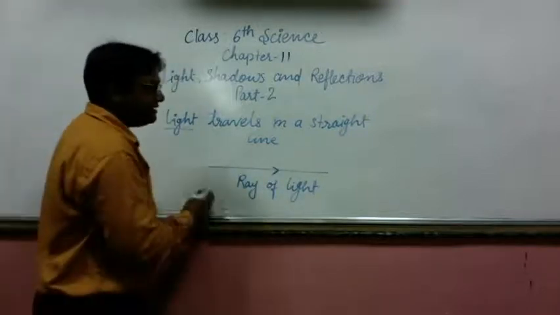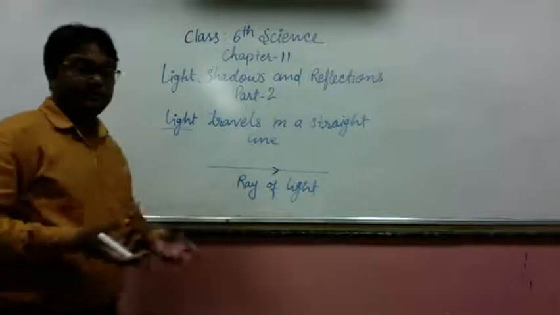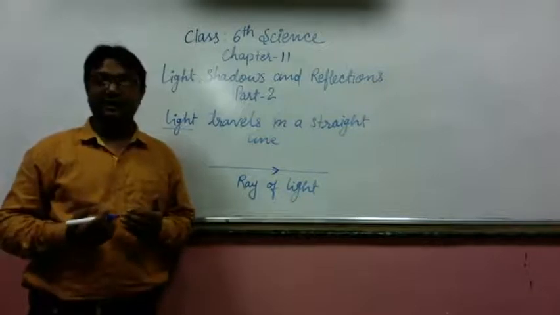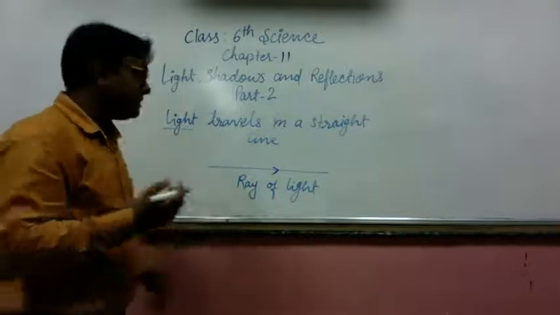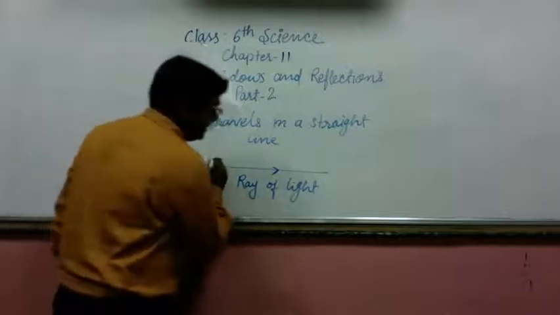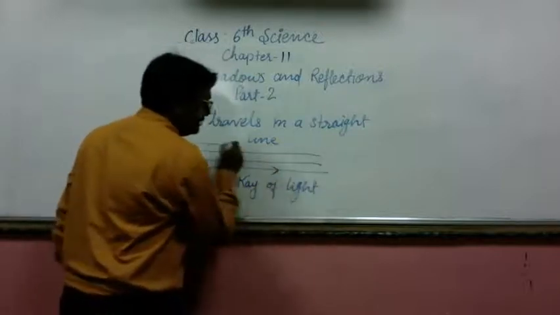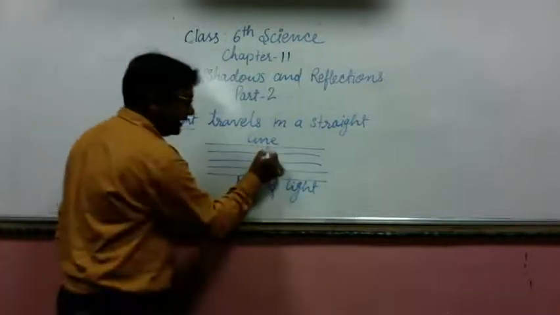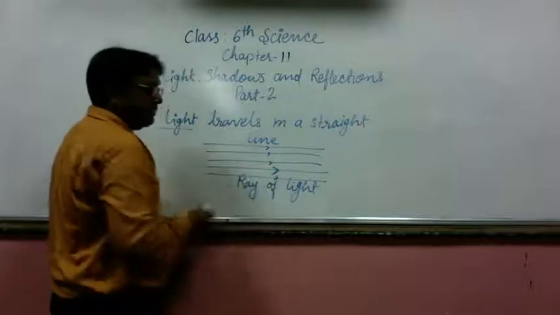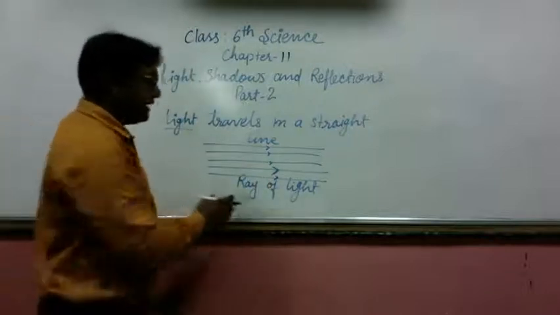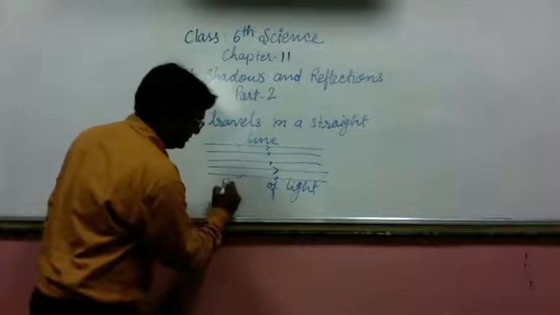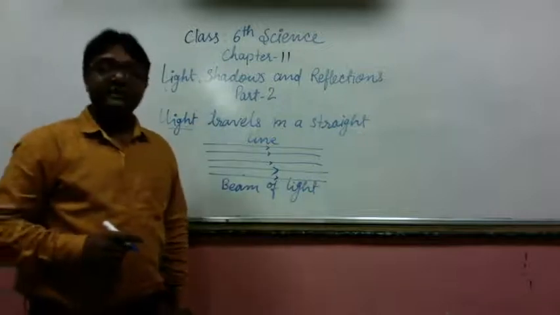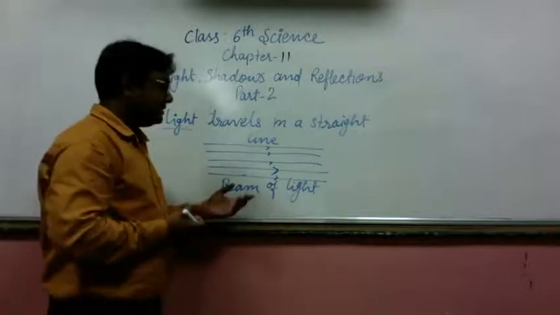When these light rays are coming from the source of light, many light rays are coming from there. These many light rays which come from the source of light are parallel to each other, and these parallel lines coming from the source of light are called a beam of light. Beam of light. So I hope it is clear to everyone, the beam of light and the ray of light.